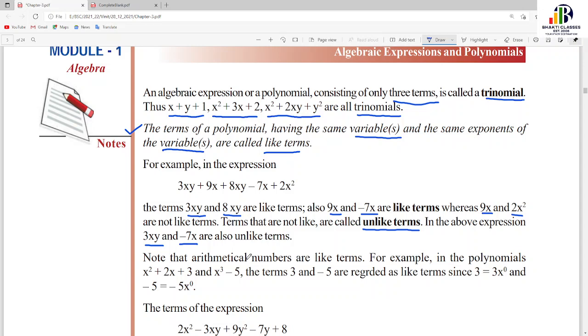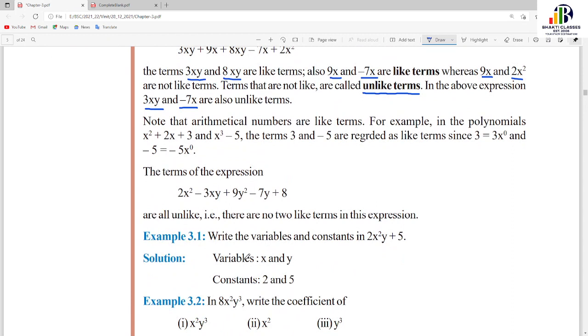Note that arithmetical numbers are like terms. For example, in the polynomials x square plus 2x plus 3 and x cube minus 5, the terms 3 and minus 5 are regarded as like terms, since 3 is equal to 3x raised to 0 and minus 5 is equal to minus 5x raised to 0. So 3 and minus 5, that is, any constant numbers, are like terms.